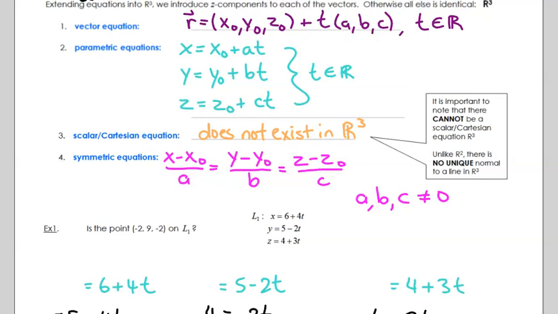Now the Cartesian scalar equation doesn't actually exist. The reason for that is because in 2 dimensions you have a specific normal vector, but in 3 dimensions you have way too many. There isn't a unique one, you have infinite of them. And so it's very difficult to find one Cartesian or scalar equation. The only way that I can think of right now to explain it is, here's your line, and imagine it as the trunk of a Christmas tree.